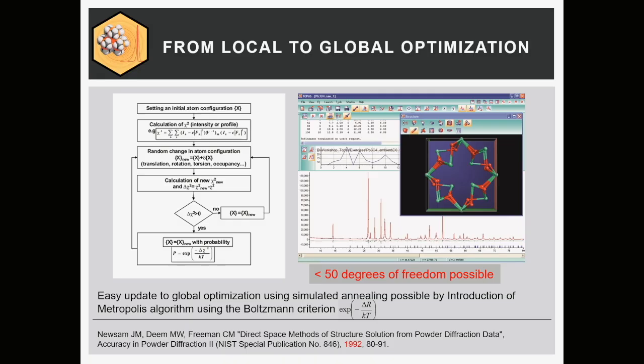So global optimization is a bigger problem, and people thought long about this. They said, hey, how can we simplify this? We do not want to do any grid searches. It doesn't make sense. But people figured out, and there is this wonderful paper by Newsam, Deem, and Freeman in 1992. They had the idea and said, let's use simulated annealing. So the idea is extremely simple.